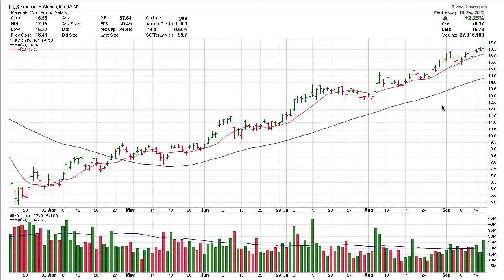Freeport-McMoRan. We're talking about copper here. This is the big cyclical. Very steady up move here. Moved up here recently on above average volume. I think copper's looking kind of good.